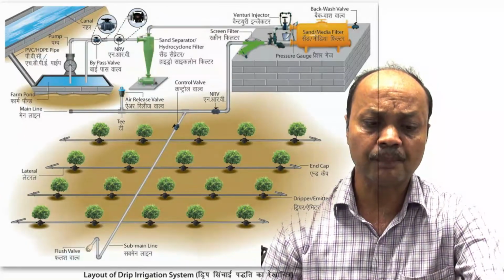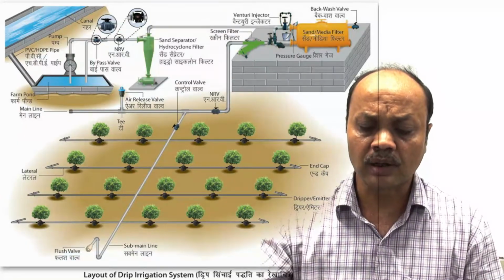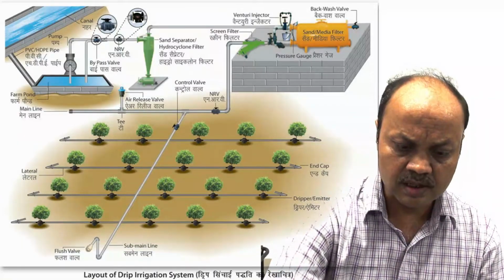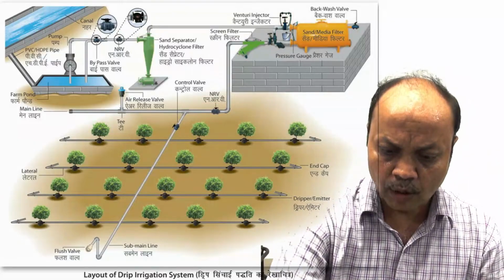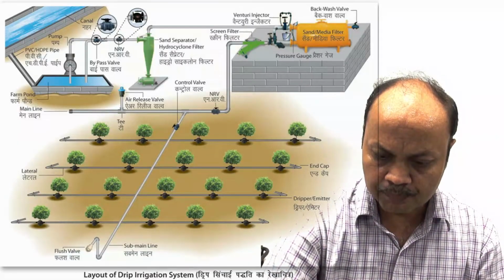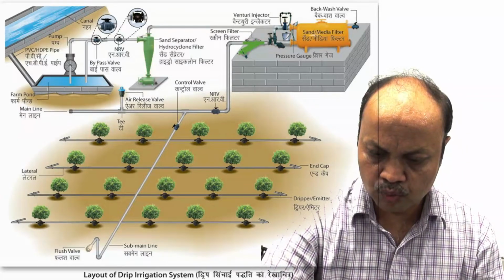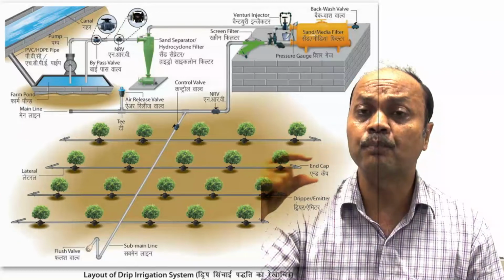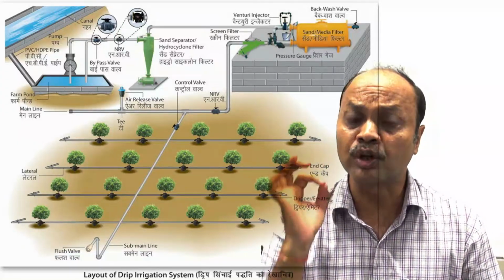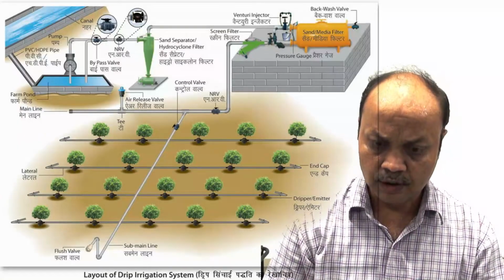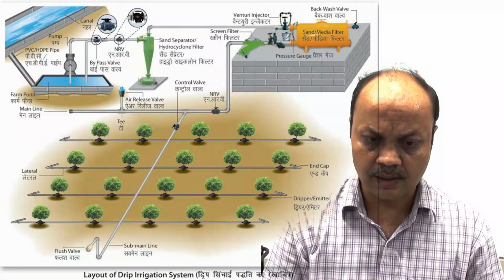Here you can see the bypass valve. One by one, later on, we will discuss. This is your main line, this is the sub main line, and this is the lateral. On the lateral, this is the end cap, and on the lateral we have the dripper. This picture shows the online dripper. As I told, in inline, during the time of manufacturing the dripper is put inside your tube. And this is the flush valve on the sub main line. Different components we will discuss one by one.